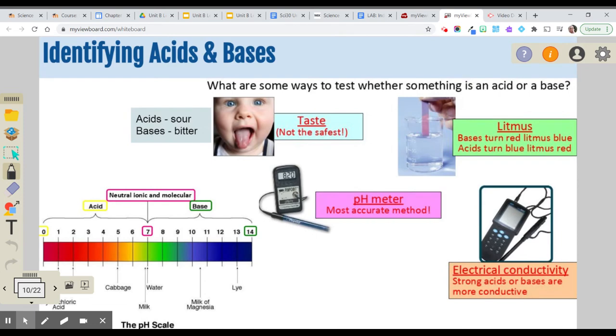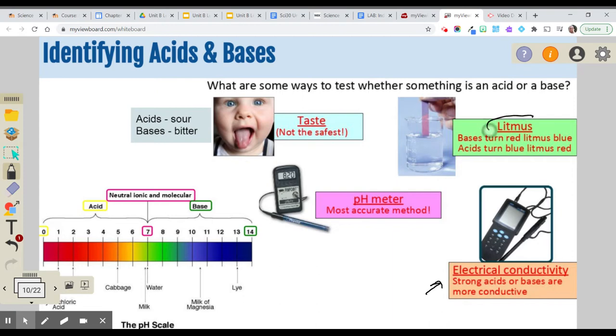All right, so how else can we identify acids and bases? We talked about conductivity. Strong acids and bases are more conductive than weak ones, but they will conduct in water, so they can actually transfer a current.